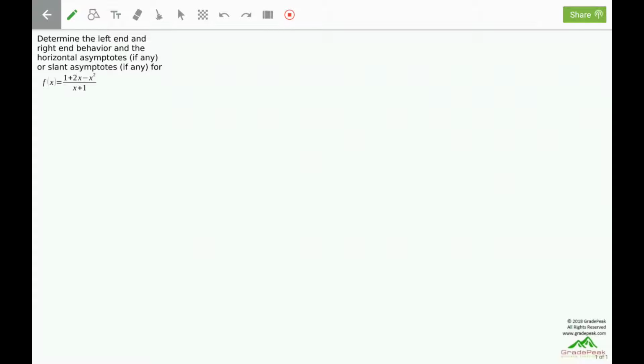Determine the left end and right end behavior and the horizontal asymptotes, if any, or slant asymptotes, if any, for f of x equals (1 plus 2x minus x squared) divided by (x plus 1).